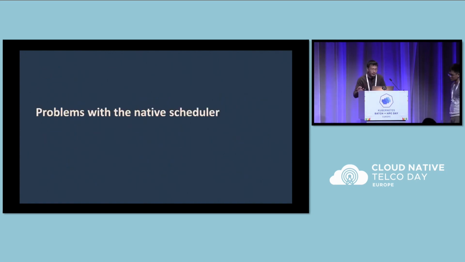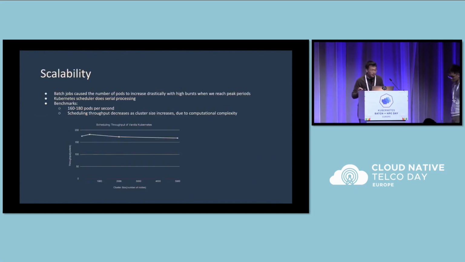In this section, I want to address some problems with the native scheduler. The first one is scalability. We have more than 130 million pods started, scheduled and deleted every day. Since these are batch jobs, we care about scalability a lot, but the default scheduler does serial processing. As the benchmark shows, in most cases the throughput is no more than 200 per second.